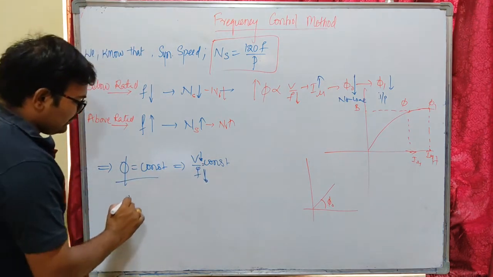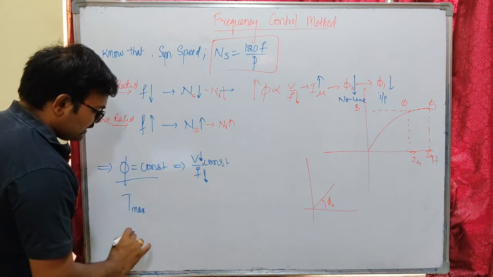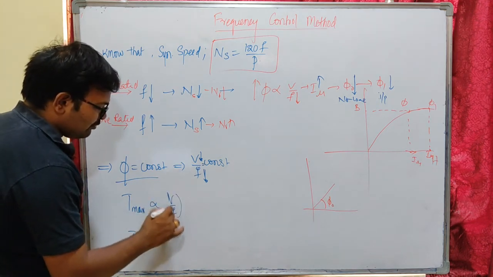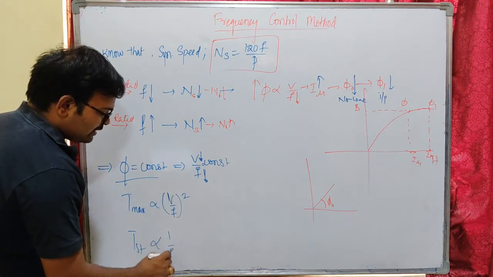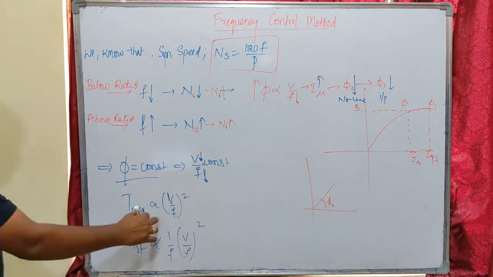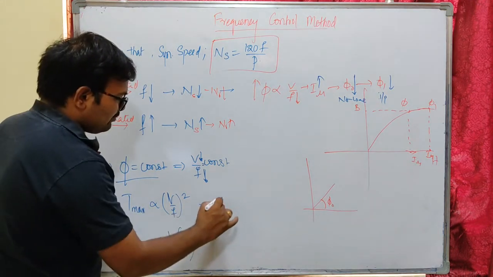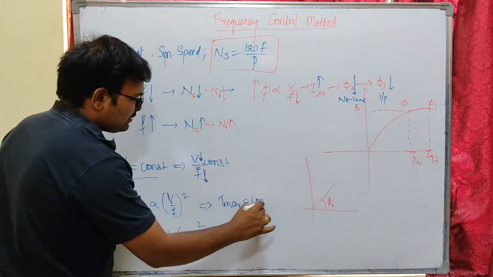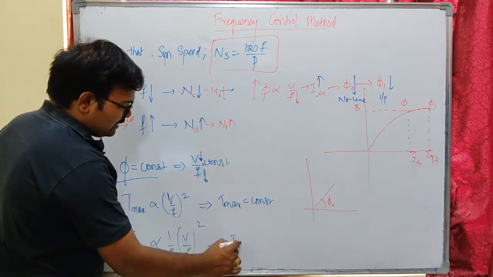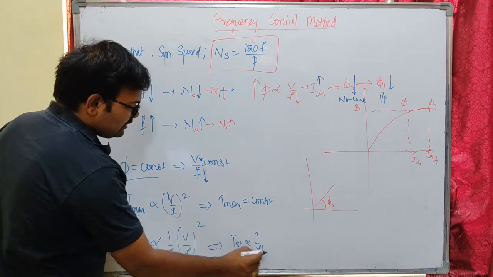And we know that the maximum torque and starting torque of the induction machine: the maximum torque is proportional to (V by F) whole square, you know that, and our starting torque is proportional to 1 by F into (V by F) whole square. So for V by F constant, our maximum torque will be constant. And what happens to starting torque for V by F constant? Our starting torque is inversely proportional to frequency. As frequency reduces, starting torque will increase.